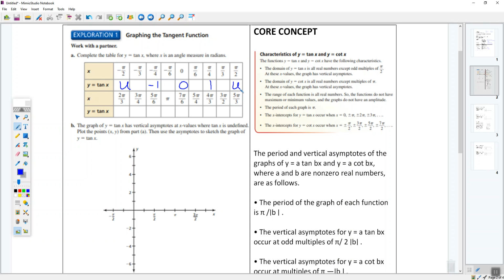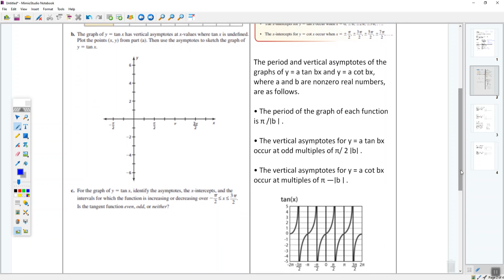So right down here, there's some more important stuff. This is the stuff I want you to pay attention to. The period of the vertical asymptotes of the graphs of y equals a times the tangent of bx and y equals a cotangent bx, where a and b are non-zero numbers, are as follows. It says the period of the graph of each function is what, kids? Okay, this is an important one. And this pertains to which two functions? Tangent and cotangent.